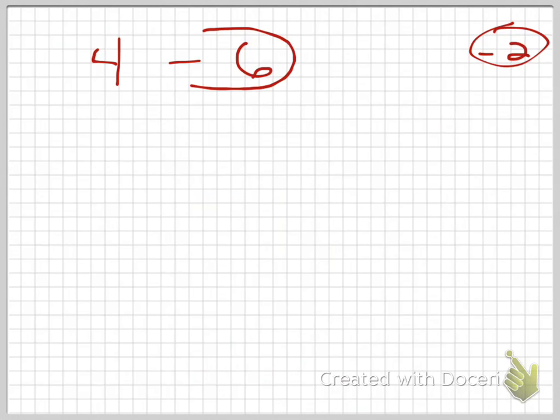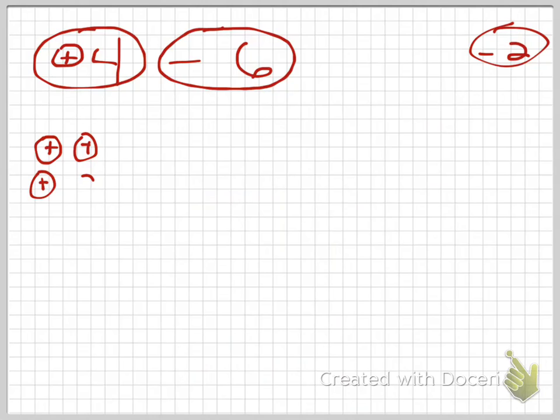Remember, each number has its own symbol. I'm going to put a little secret plus sign in front of the 4. What that means is this. Imagine that there are 4 positive chips out here on the table. Like a poker chip, you know what I'm talking about? 4 chips that have a plus symbol on them, and they're sitting there. I also have 6 negative poker chips.